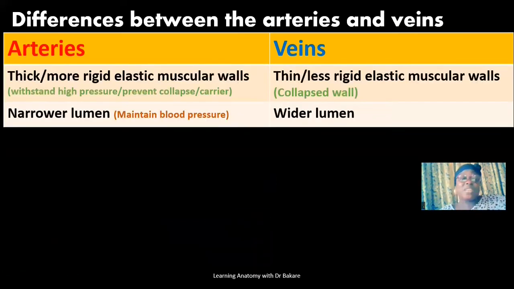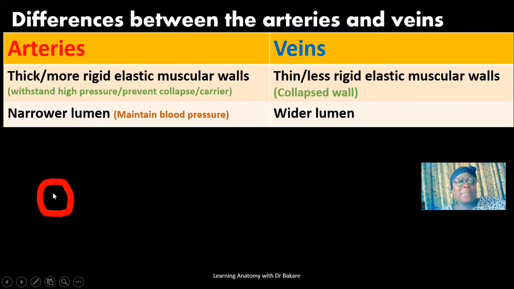So going further, talking about the walls of the arteries and the veins, this will enable us to identify the differences between the arteries and veins, especially in our practical anatomy classes. When we see the vessels, we should be able to establish which is the artery and which is the vein. The walls of the arteries are thicker, more rigid, more elastic and also more muscular. So this is the wall of the artery highlighted in red.